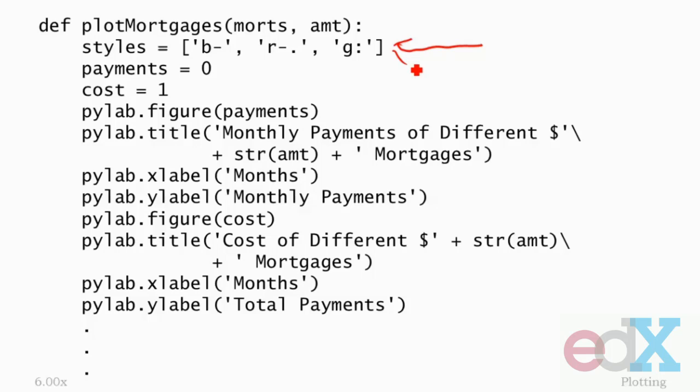We then start a figure called payments. Notice that payment starts at 0, and then we're also going to have cost starting at 1, which will also be used for figures. We put a title on it, monthly payments of different, etc. Label the X and Y axes as we're supposed to. We then go to a new figure called cost. I could have written 0 and 1, by the way, but by calling them payments and cost, it would help me keep straight in my head what each figure was supposed to represent. Then it gets a title and labels.